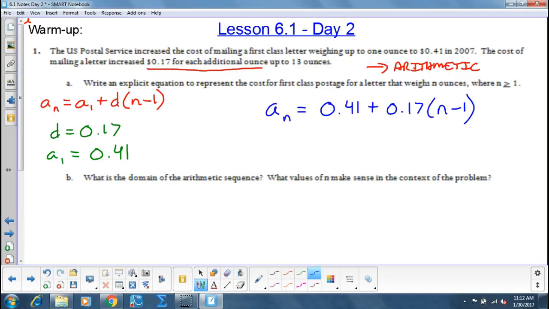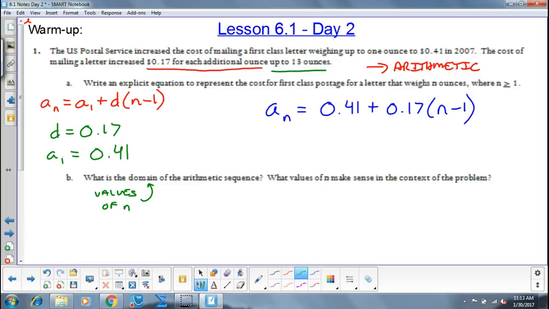That's it. Question B says, what is the domain for that sequence? So what values of n make that sequence work? Above 1? Yes. And so to infinity and beyond? Yes. What, Ben? Up to 13 ounces. It says right here that we're only going up to 13 ounces.